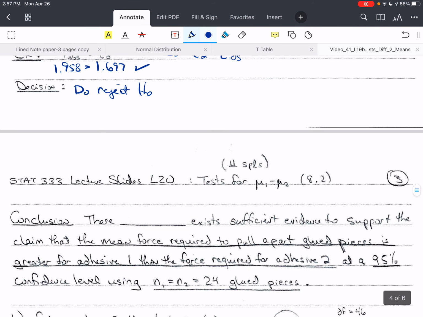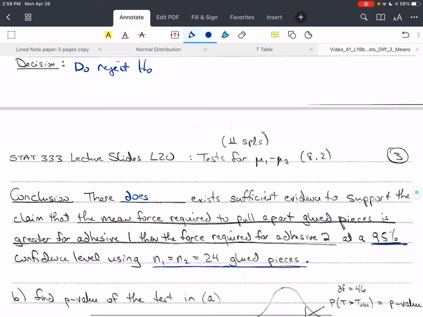So since we did reject H naught, there does exist sufficient evidence to support the claim that the mean force required to pull apart glued pieces is greater for adhesive 1 than the force required for adhesive 2 at a 95% confidence level using N1 equals N2 equals 24 glued pieces.